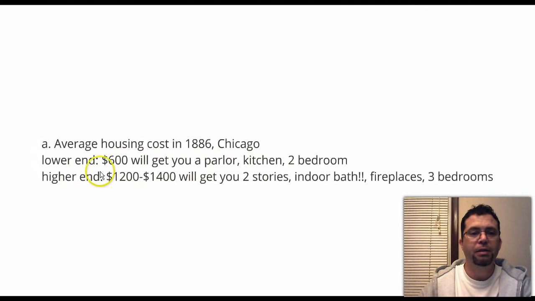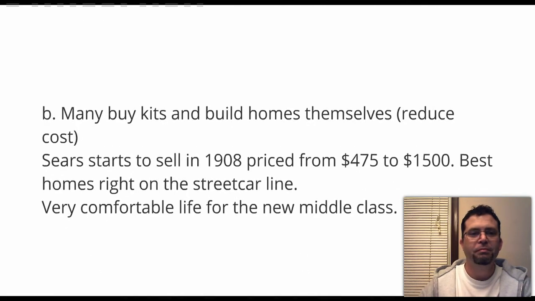On the high end, back in 1886, that means on the upscale side, anywhere from $1,200 to $1,400. That'll get you 2 stories, indoor bath, fireplaces, and 3 bedrooms. Indoor bath. Notice in the $600 home, there's no bathroom. You get to use the outhouse for $600. So these wealthy types, they move out and they build their own homes.